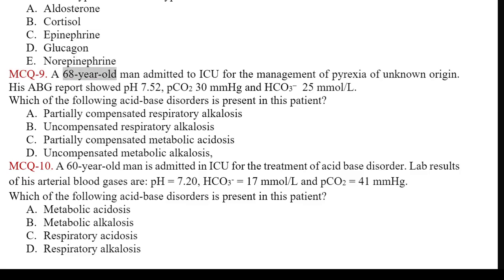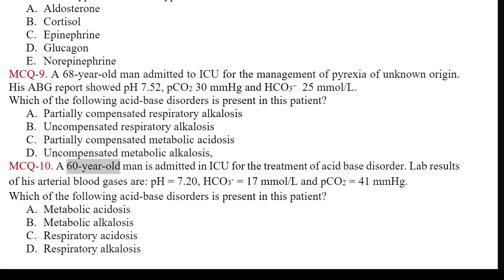MCQ 9. A 68-year-old man admitted to ICU for the management of pyrexia of unknown origin. His ABG report showed pH 7.52, PCO2 30 mmHg and HCO3- 25 mol/L. Which of the following acid-base disorders is present in this patient? Partially compensated respiratory alkalosis, uncompensated respiratory alkalosis, partially compensated metabolic acidosis, uncompensated metabolic alkalosis.